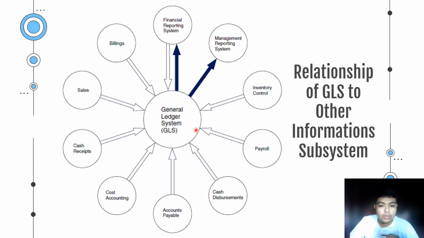Tapos, pag nabuo na or tama na yun nasa General Ledger System, ito yung magiging basis ng financial report ng mga accountants para sa external users, and ito din yung magiging basis ng internal report ng management reporting system. So, ayan yung relationship ng GLS sa other information subsystem.